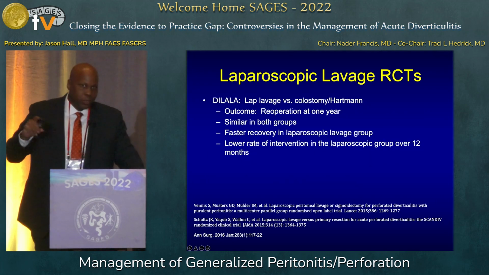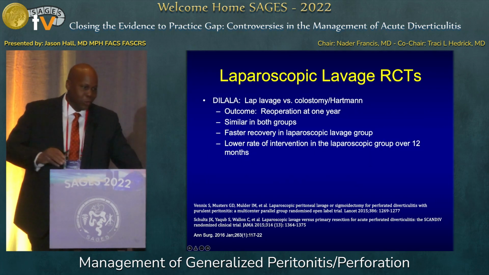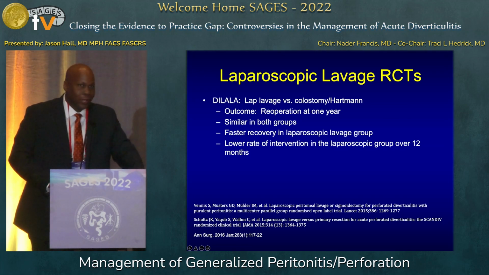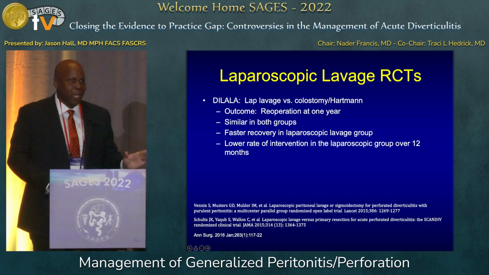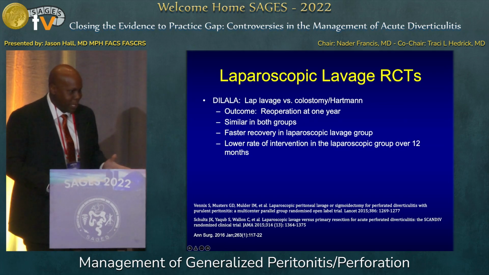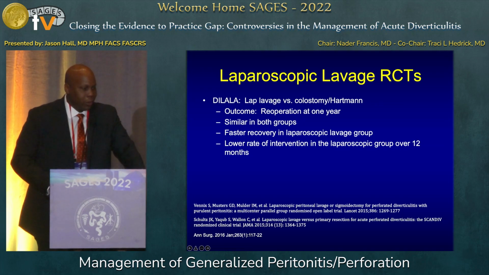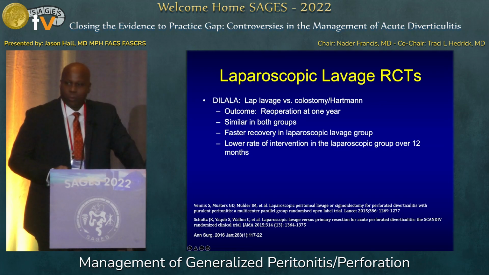And then Dalala, which we'll come back to because it had 2 arms later in the talk, was lap lavage versus colostomy or Hartman. I don't know any patient that would sign up for this study, but anyway, they were able to pull it off. And the outcome here was reoperation at 1 year. That was similar in both groups. There is a lower rate of intervention in the laparoscopic group over 12 months.